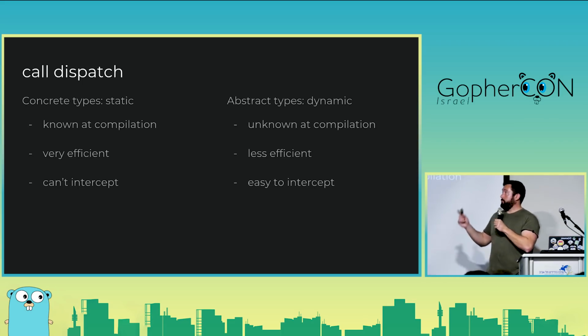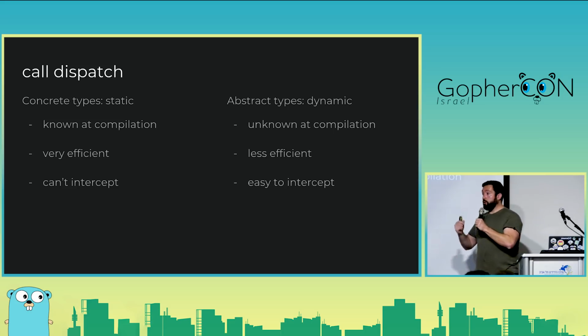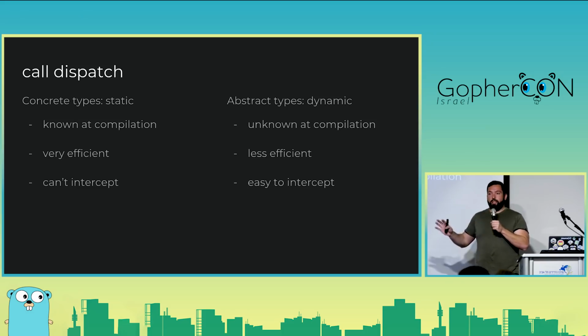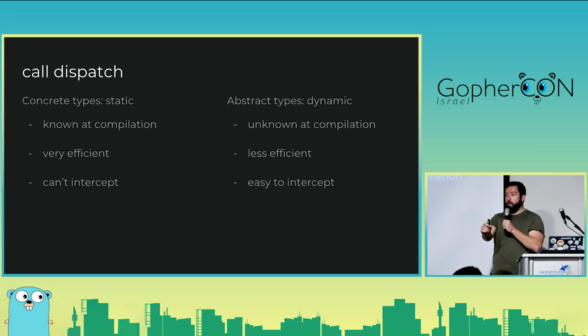There's two different kinds. On concrete types, it's static. If I have os.File and I call Write, at compile time I know exactly what that means. I know exactly what piece of memory I'm going to be going to and what piece of code I'm going to be executing, because it's a concrete type. And it is very efficient, and you cannot intercept it, because actually this gets translated as a jump to an instruction, right? That's it. You don't have any opportunity to play with that.